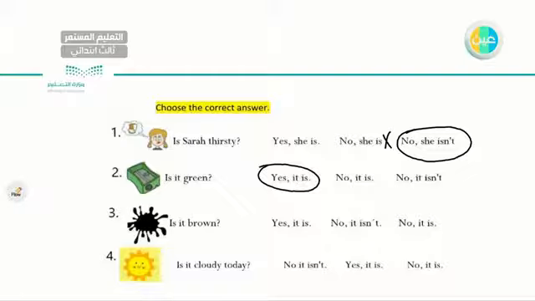We learned about the colors in the first term. Does this look like brown to you? Yes, it is. No, it isn't. What do you think? Shall I choose the third one? No, because it's not complete. No, it isn't. Or no, it is not.